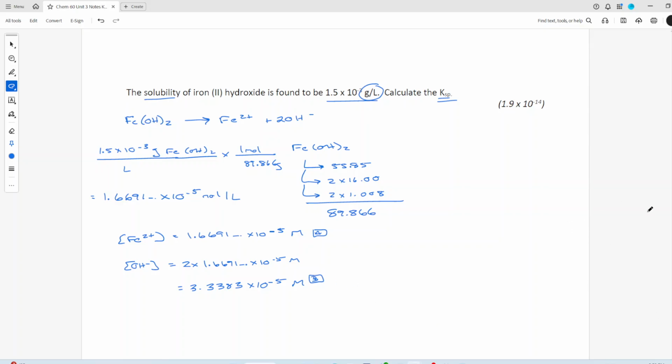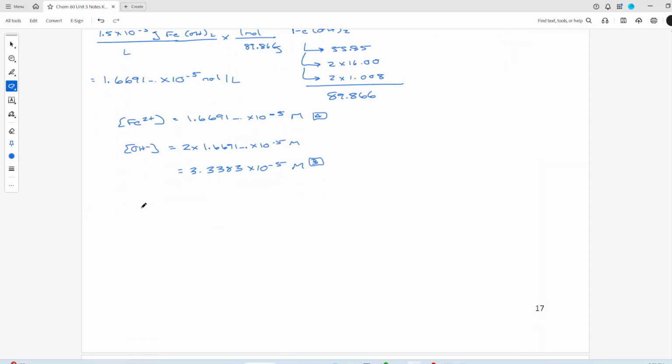And now I'm going to find KSP. So KSP is going to equal the concentration of iron times the concentration of hydroxide squared, which is going to give me that answer A, I'm just going to be lazy, times the answer of B squared. So in my calculator, I'm going to hit recall A times recall B squared equals, and then I'm going to answer the correct number of sig figs. So 2 sig figs is going to give me 1.9 times 10 to the negative 14. And again, no units on KSP.